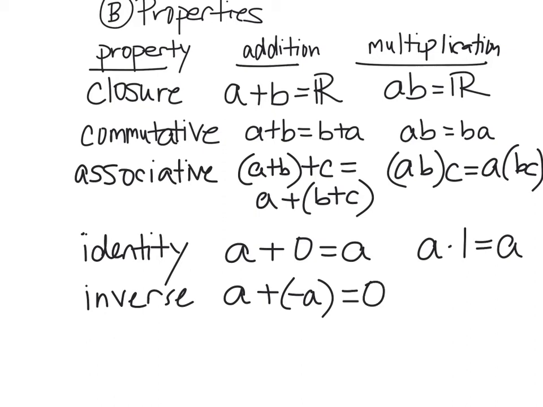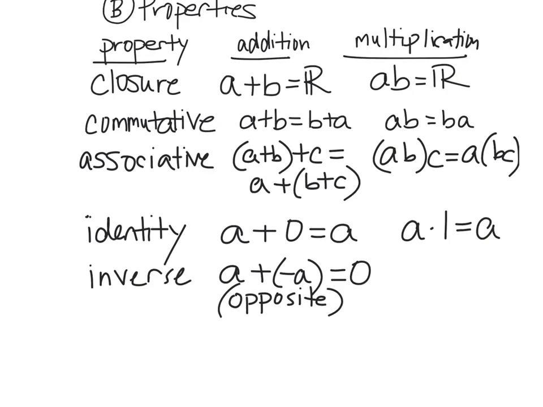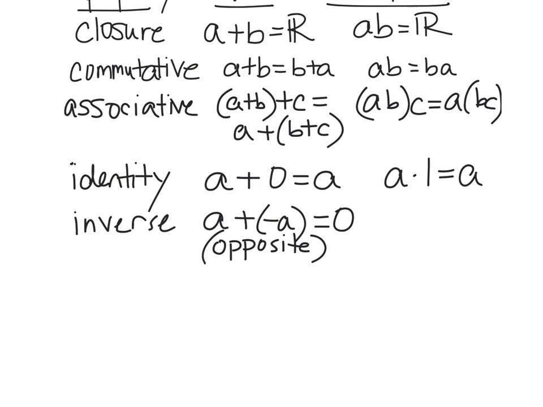Good. 5 plus negative 5. Negative 10 plus positive 10. Okay? Inverse. They also call this the opposite property sometimes. You can write that in parentheses. Inverse, opposite. And the inverse property for multiplication is if you take A and multiply it by its reciprocal, as long as A is not 0, then you will get 1. This is also called the reciprocal property sometimes. Reciprocal.